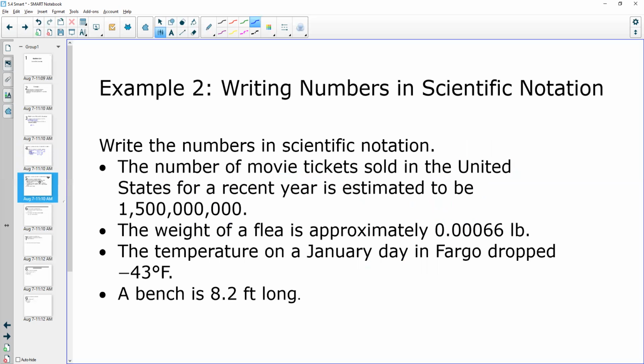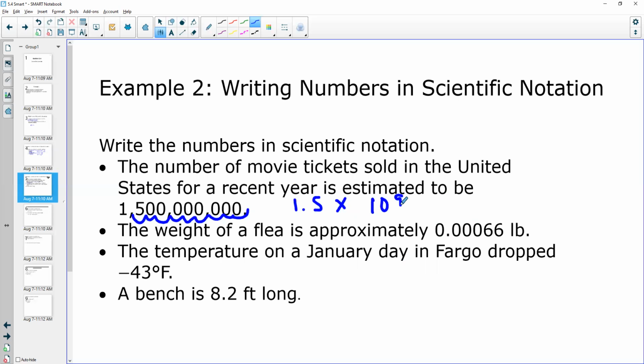These are the other examples. Sometimes you're going to get them in context. The number of movie tickets sold in the United States for a recent year, probably not this year, is estimated to be 1,500,000,000. We don't talk like that in our day-to-day life. So I'm going to move the decimal between the 1 and the 5. I'm going to count how many places I moved it: 1, 2, 3, 4, 5, 6, 7, 8, 9. I moved it 9 places. I'm going to make it a really big number, so I need a positive exponent. 1.5 times 10 to the 9th.